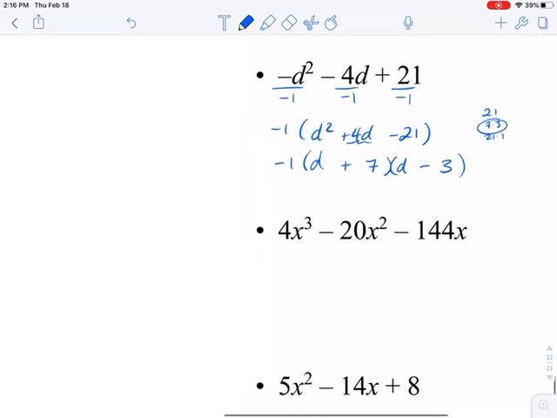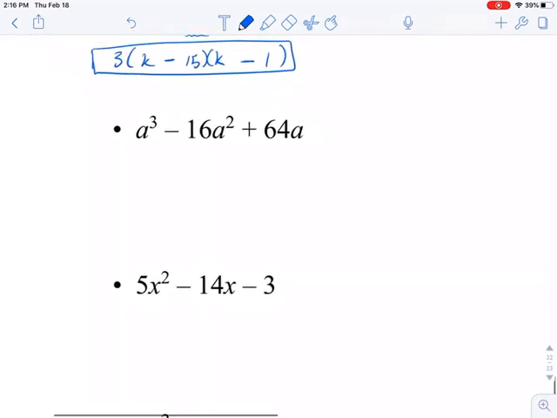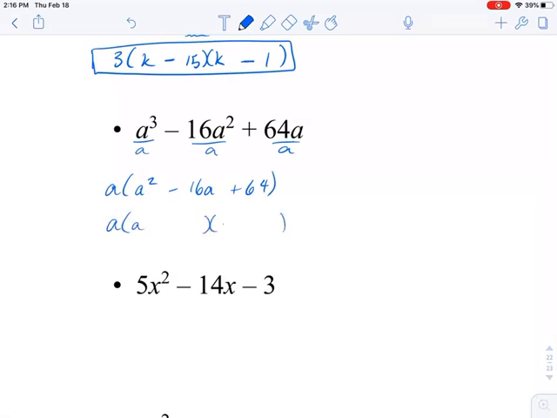All right. A cubed, a squared, and a. Let's factor out an a. We're not getting rid of it, we're just moving it. We're dividing by a. Now we can factor this. Only one way to get a squared, a and a.